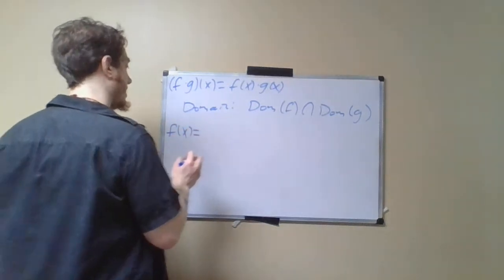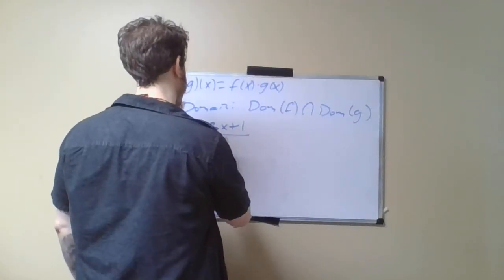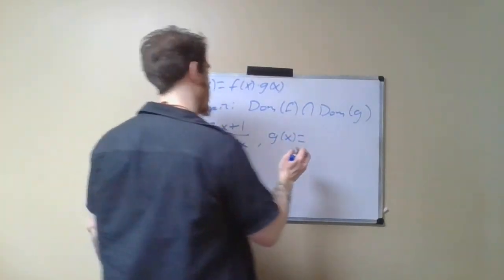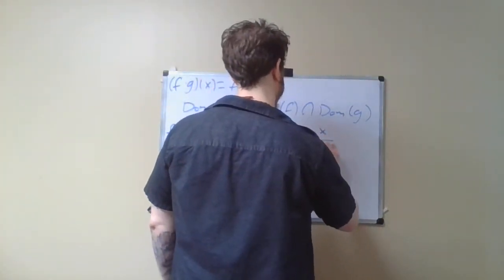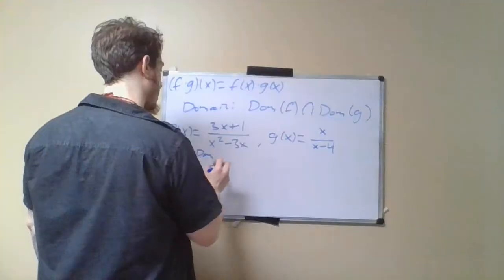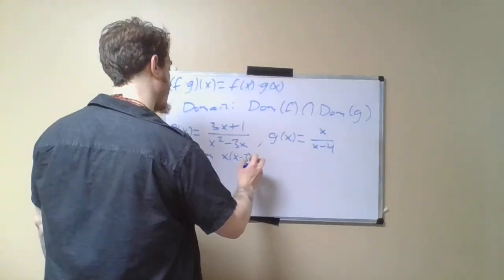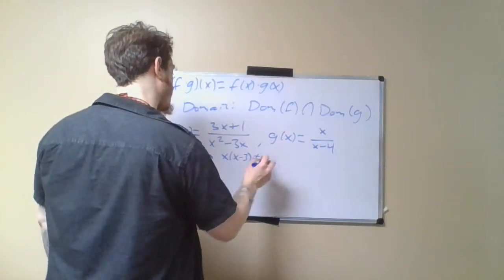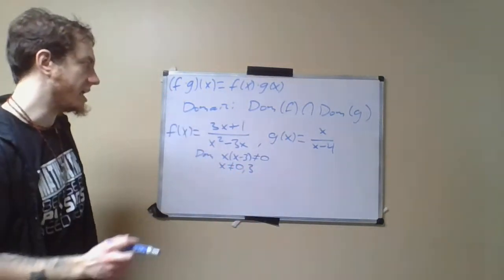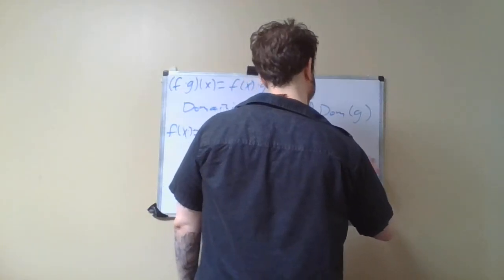I want to show you that kind of thing with, let's say that f of x is equal to (3x plus 1) divided by (x squared minus 3x), and g of x is going to be equal to x over (x minus 4). So the domain here for f, I can factor this as x times (x minus 3). I need that to be not equal to 0, so x not equal to 0 and not equal to positive 3. The domain of g is going to be x minus 4 not equal to 0, so that's x not equal to 4.